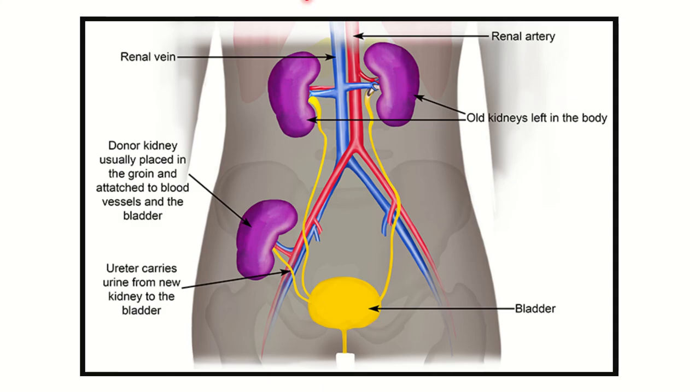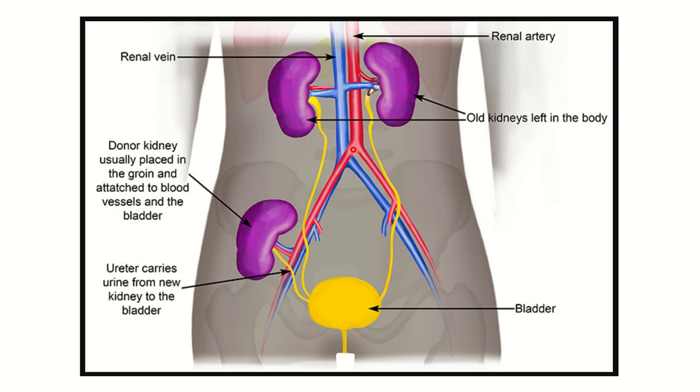Next, here we can see an image. Here we can see different structures, such as the inferior vena cava, and just beside it the abdominal aorta, and the renal artery is marked here. Then we can see the two kidneys, and here we can see a kidney. This is the implanted kidney.